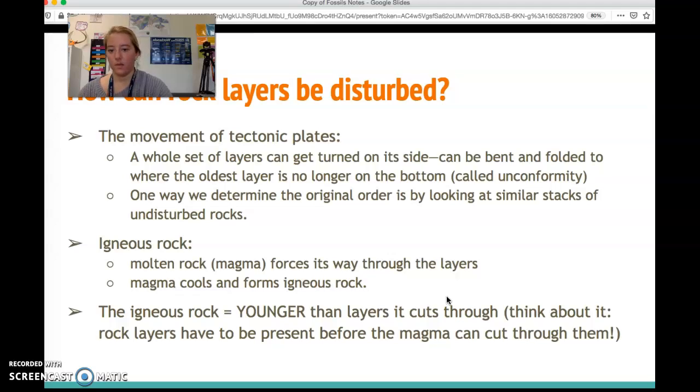Another way that our rock layers can be disturbed is by igneous rock coming in and moving the other rock layers. So a molten rock or magma can force its way through our sedimentary layers. When the magma cools, it forms igneous rocks, but the problem is it's disturbing our sedimentary rocks. It can even look like a big splotch of igneous rock going right through our nice fine layers. The igneous rock is always younger than the layer it cuts through. Think about it. The rocks have to be present before the magma can cut through them.